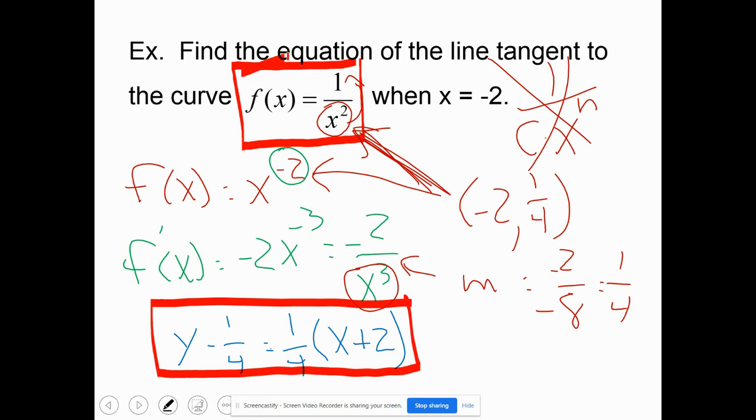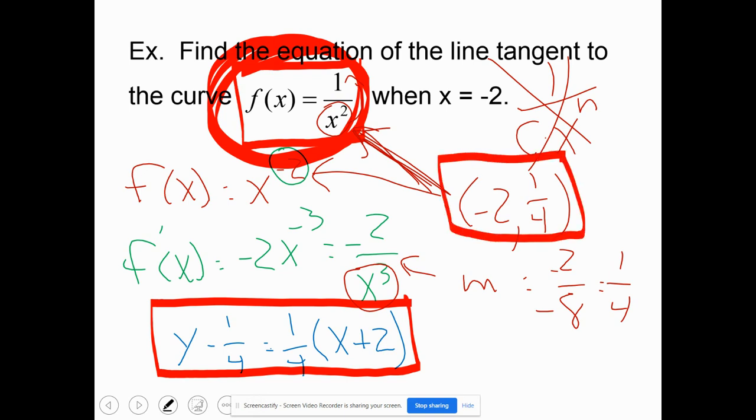Now notice, we didn't even have to know what the graph of the original function looks like. The question isn't asking for that, right? It just says if you had a line that was tangent when x is equal to -2, and as it turns out is at the point -2, 1/4, then what would that equation be?